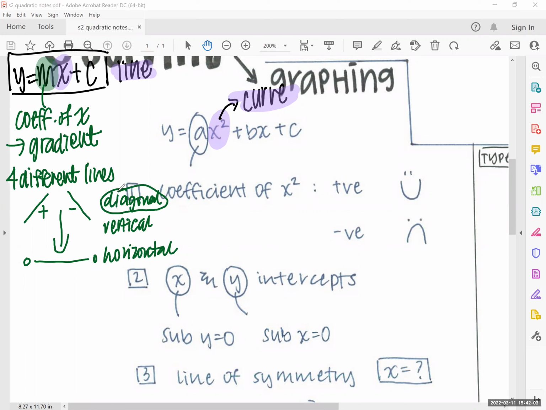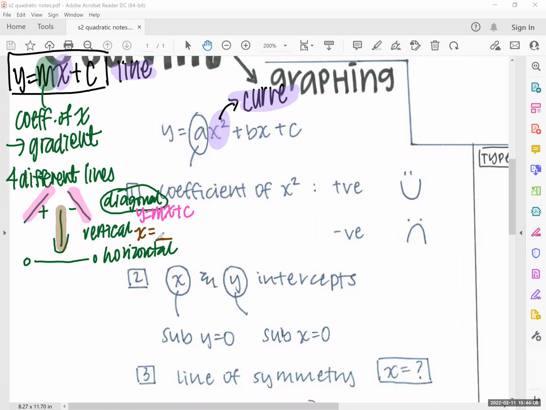What is the equation format that we learn for diagonal lines? Yes. What's the equation that we learn for vertical lines? No. Vertical line. What is the equation format for a vertical line?